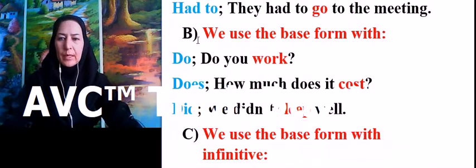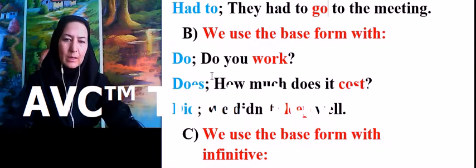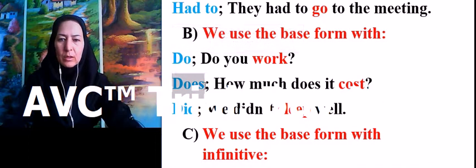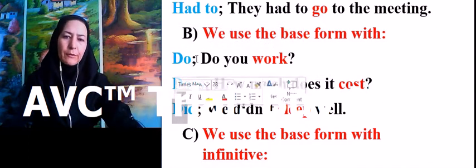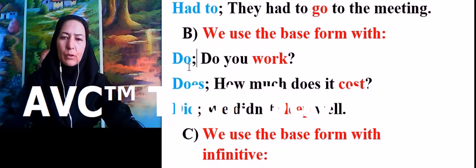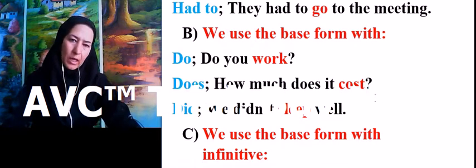The second part that we're going to use base form of the verb, we use the base form of the verb with do, does, and did. So the second form is after do, does, and did. So after all of these, again we use base form of the verb. Do you work? How much does it cost?